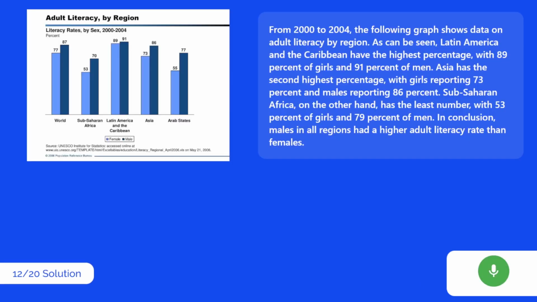From 2000 to 2004, the following graph shows data on adult literacy by region. As can be seen, Latin America and the Caribbean have the highest percentage, with 89% of girls and 91% of men. Asia has the second highest percentage, with girls reporting 73% and males reporting 86%. Sub-Saharan Africa, on the other hand, has the lowest numbers, with 53% of girls and 79% of men. In conclusion, males in all regions had a higher adult literacy rate than females.